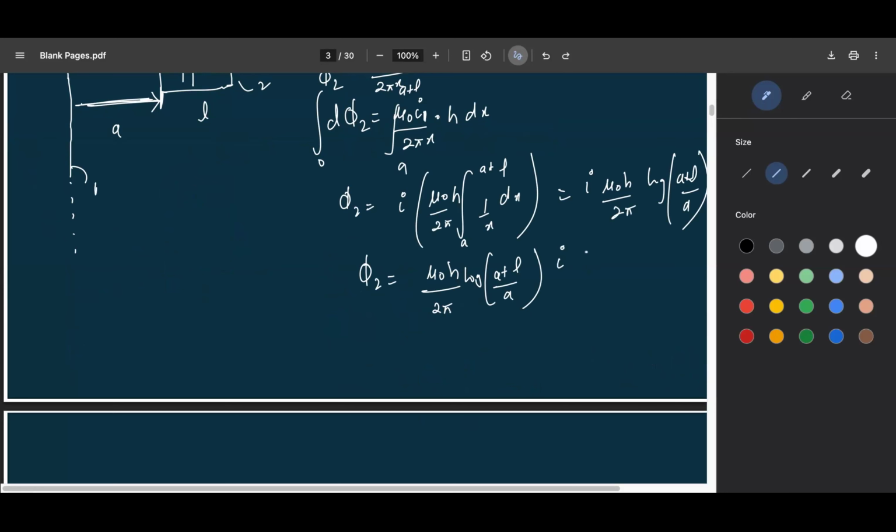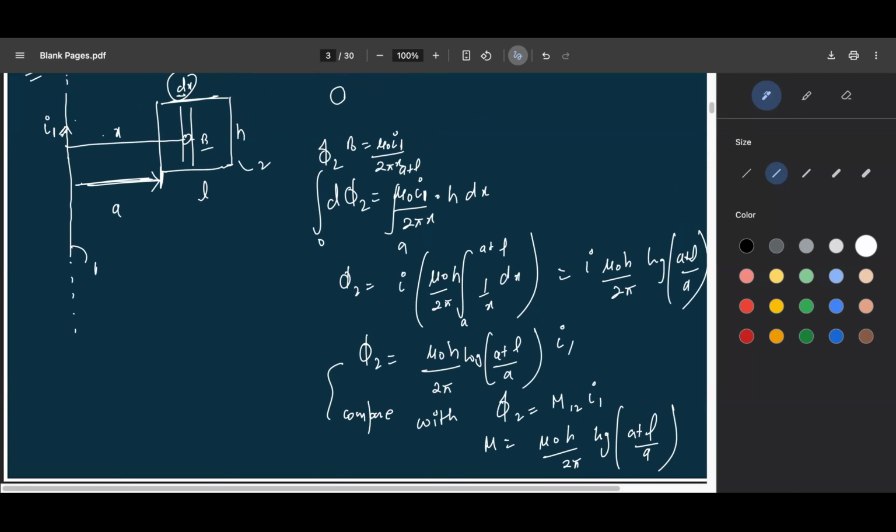If you compare with the general equation, phi 2 is equal to M I1. So you got M equals mu naught h by 2 pi log of a plus l by a. Understood?